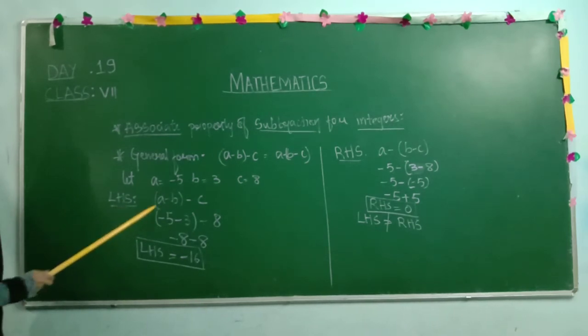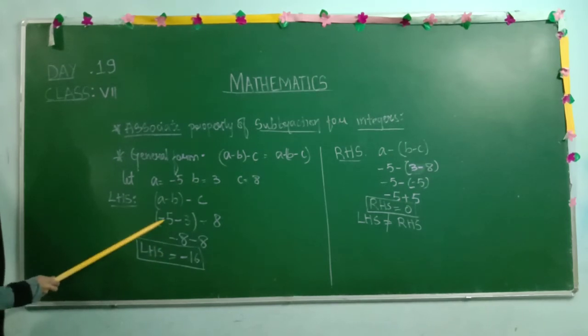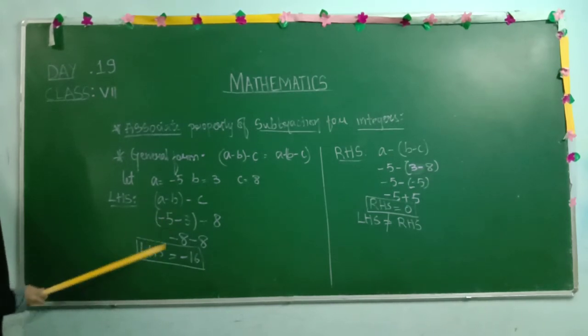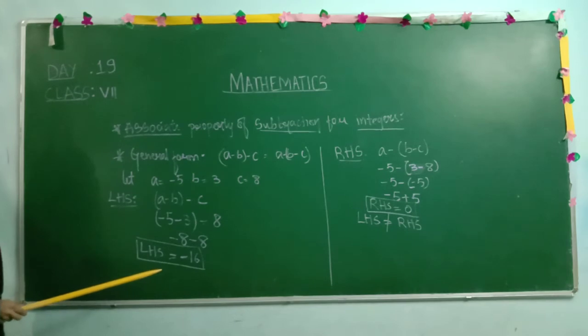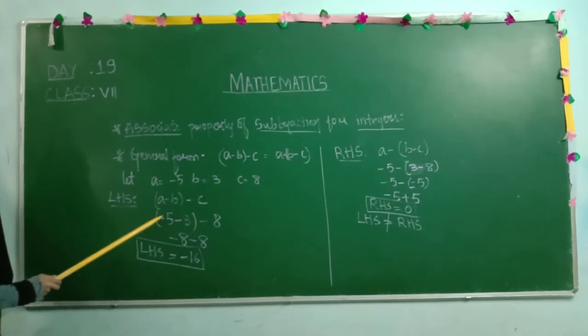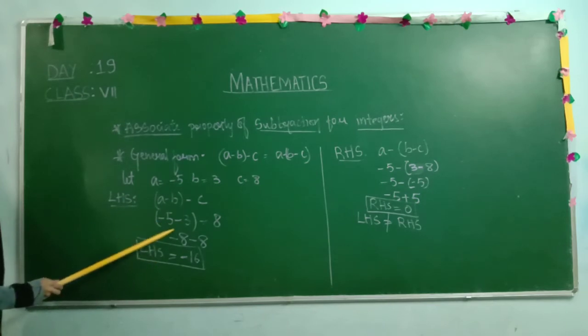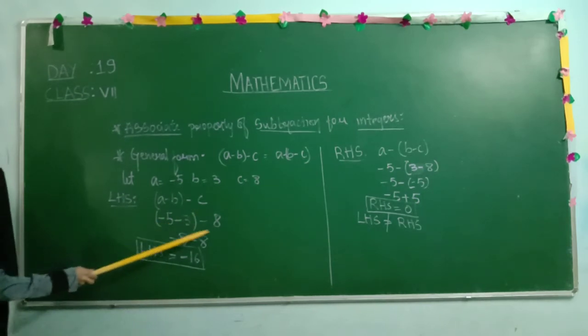So the LHS part, a minus b minus c, we have substituted and simplified here. Both are minus. When both numbers have the same sign, we need to perform addition. So 5 plus 3 gives 8. As both numbers have a minus sign, we write minus in the result. It is already minus 8.